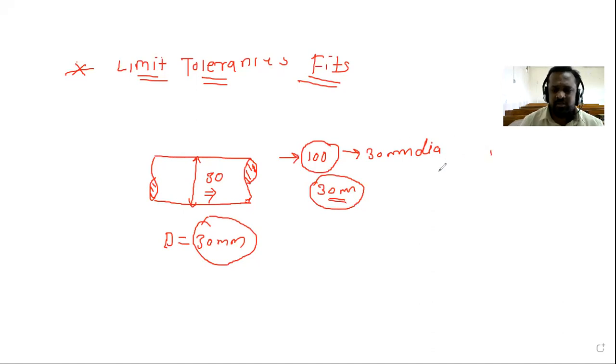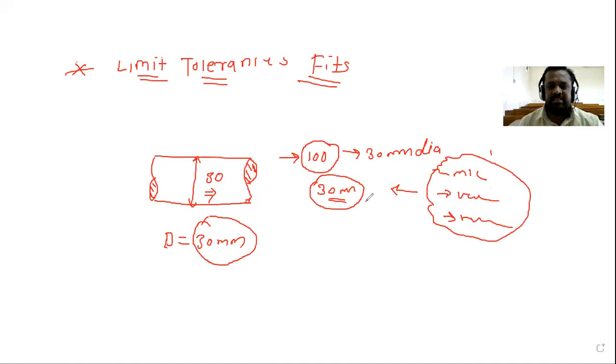Due to some machinery, some fabrication, and some human errors, it is not possible to manufacture the exact size of product every time. Sometimes it will come 30.